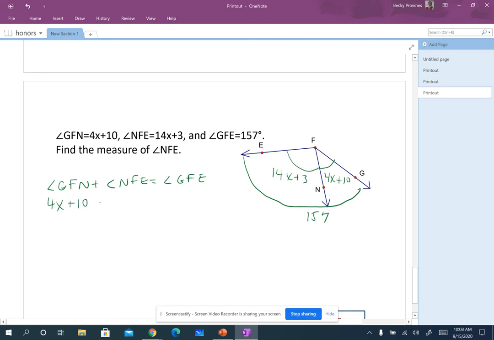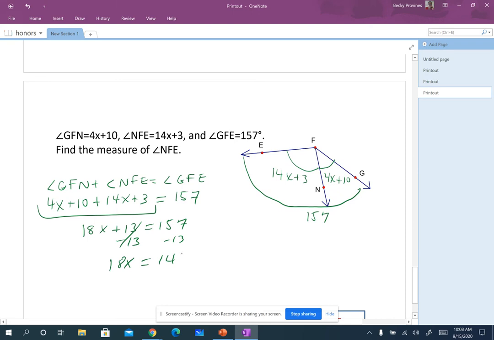Let's put in the values. 4x plus 10 plus 14x plus 3 equals 157. Let's combine like terms. 18x plus 13 equals 157. And subtract 13. 18x equals 144. So let's grab a calculator. 144 divided by 18 is 8.